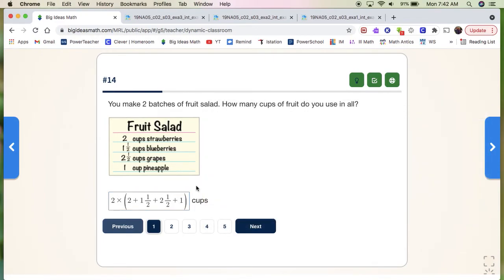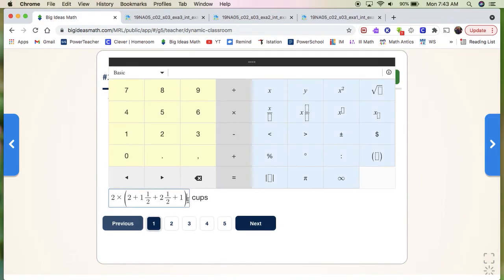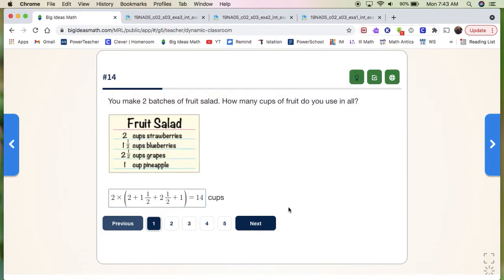So that's what I would prefer. I think in my mind it's easier to just add up all of the amounts first and then double that. So if you add this all together, you get 2 plus 1 is 3, and then you have another 1, that's 4, and then 2 more, that's 6, and then these halves together make a whole. So now you have 7 cups of fruit. And when we double that, that equals 14 cups of fruit.